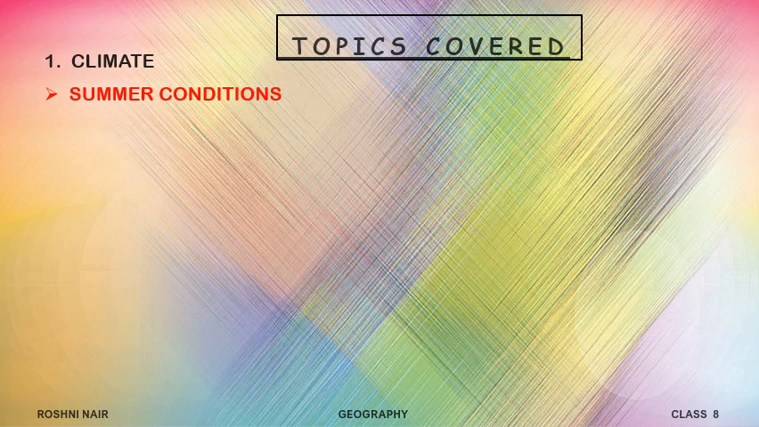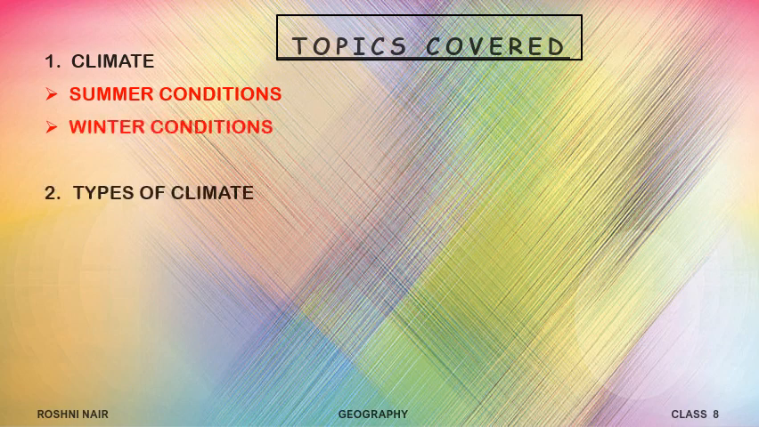First heading is climate. You can open your textbook, page number 105, chapter 8, Asia, Climate and Natural Vegetation. And the theme, we are continuing with the theme Asia, the largest continent. In this chapter, the first heading on page number 105 is climate. Under climate, we have summer conditions and winter conditions.